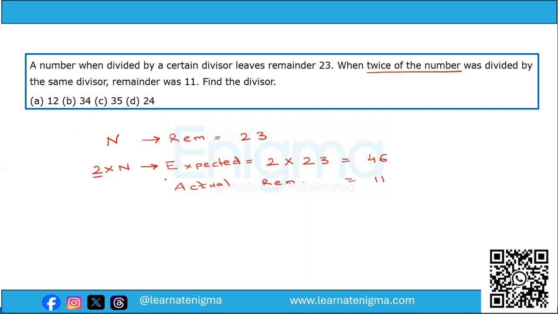Now, remember this very simple concept. Expected remainder minus actual remainder is the divisor. So 46 minus 11, you get the answer as 35. So option C is your answer.